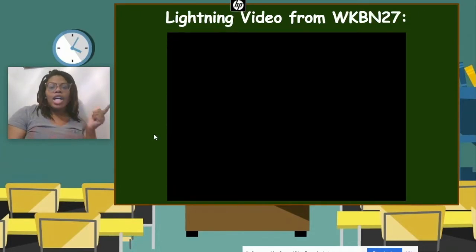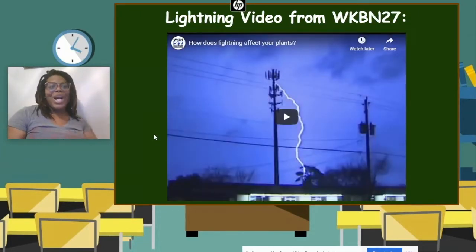All right. The lightning video. Hopefully you noticed that lightning is important because it helps give nitrogen to plants, and plants need nitrogen. You should have also heard in the video that nitrogen can come from bacteria in the soil. And then hopefully it made you wonder, how does that happen? How does lightning make nitrogen? How do bacteria make nitrogen? Those are some things that hopefully you started to think about.